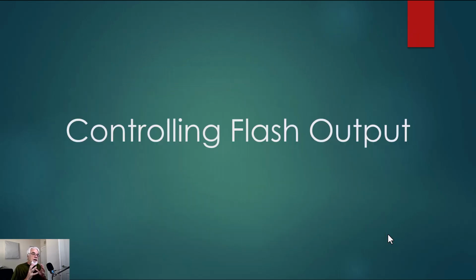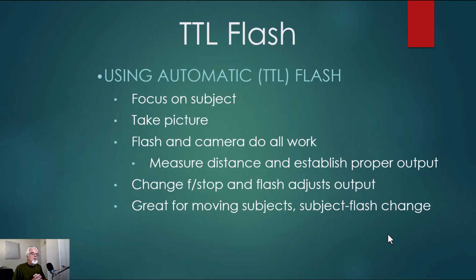Okay, now we're going to talk about controlling the flash output. So when you're using automatic flash, basically the process is you focus on the subject, you take a picture, and the flash and camera do all the work by measuring the distance and establishing the proper flash output level. But change the f-stop and the flash automatically changes the output in ETTL type modes, automatic flash.